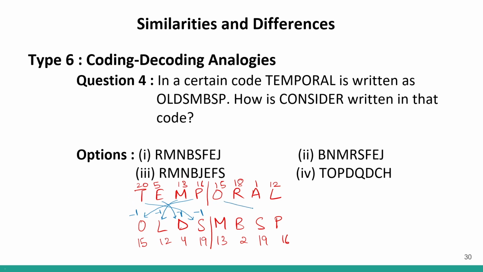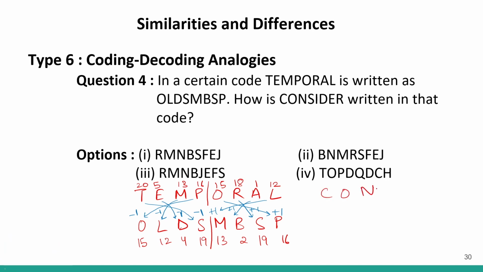Similarly, from here I can see O to P is +1, L to M is +1. Similarly, R to S is +1 and A to B is +1. So we are going in the same crisscross manner and we are moving one position forward. So let us do the same thing for consider.